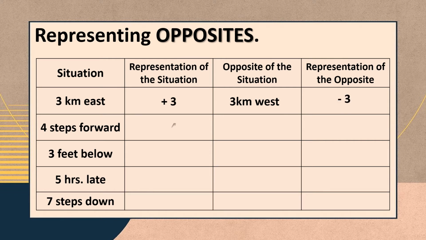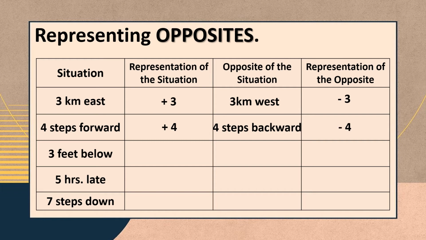Next, 4 steps forward. From the situation, the word forward means positive. The representation is positive 4. The opposite is backward, so we have 4 steps backward. Therefore, this is negative. The representation is negative 4.